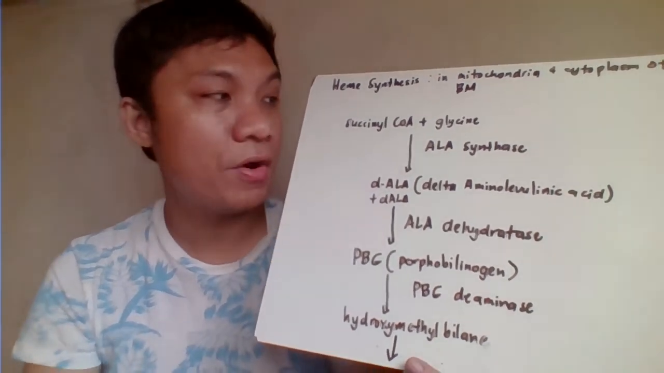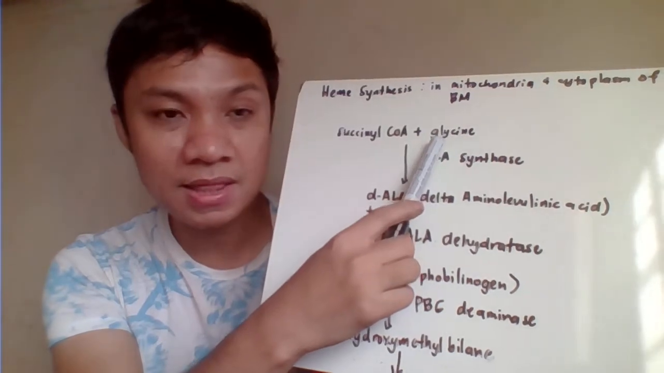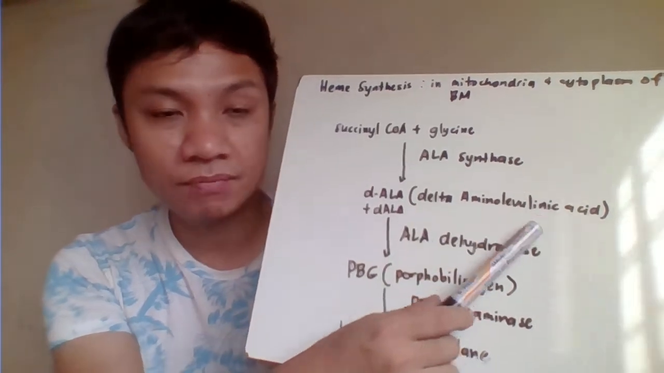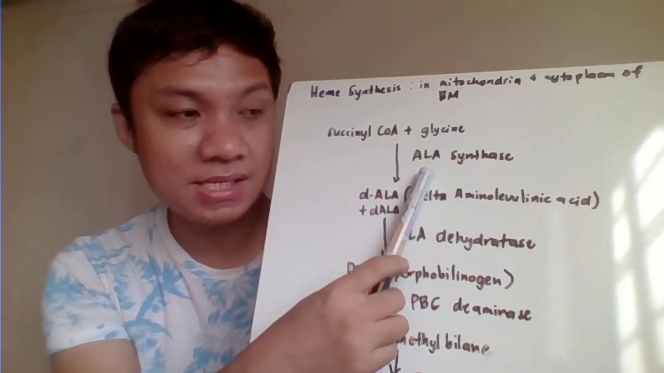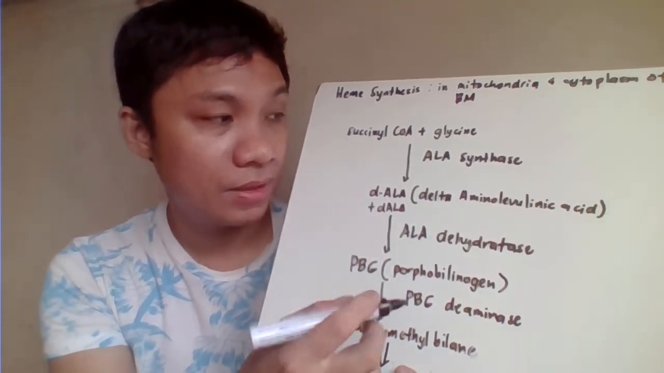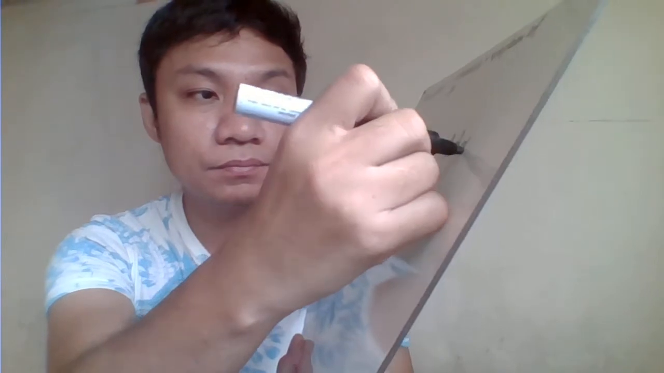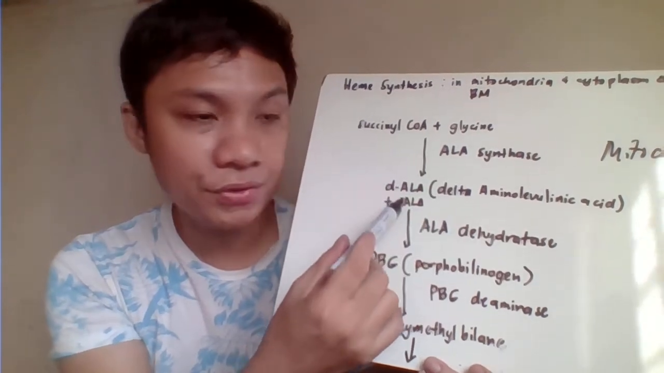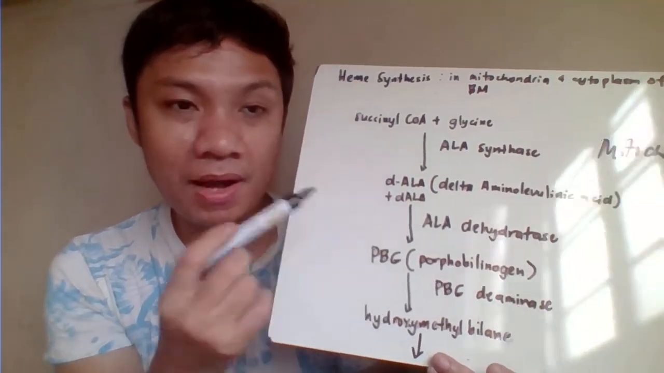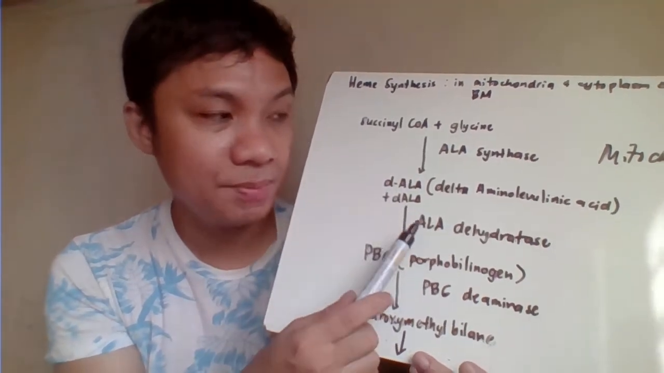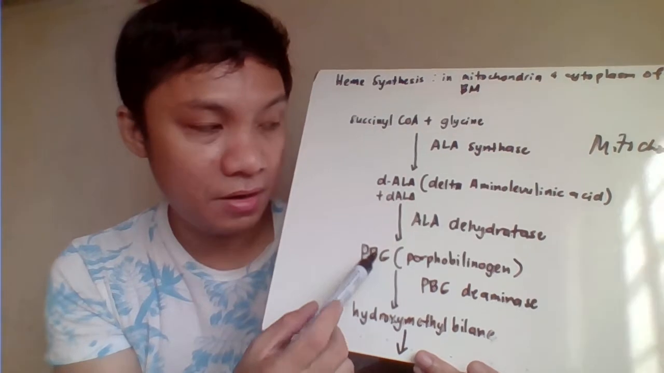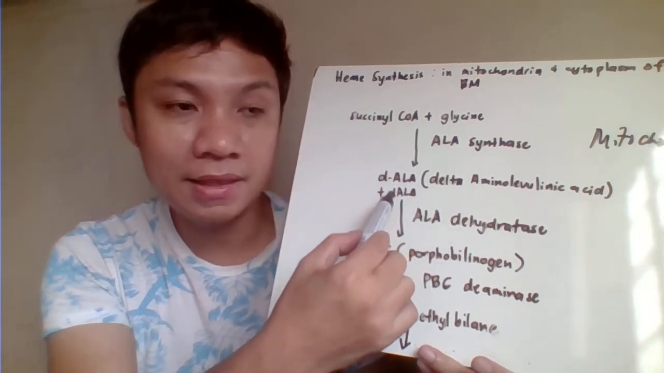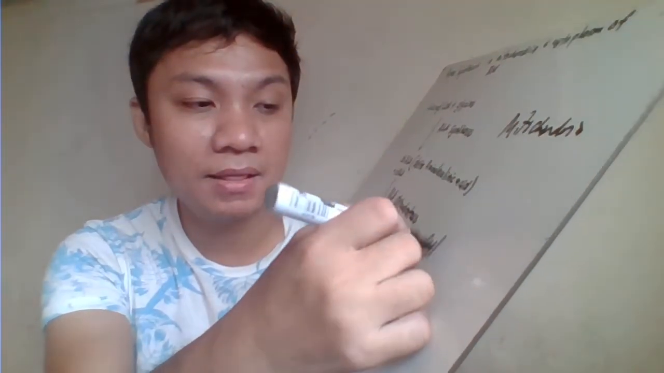Okay, you start here with your succinyl-CoA combining with your glycine to form here your DALA or your delta aminolevulinic acid. It's been catalyzed by the enzyme ALA synthase. Okay, ito ay nasa mitochondria. Then after you produce your DALA, two DALA combine, catalyzed by the enzyme ALA dehydratase. So pag ditong DALA na to, na-produce tayo from the mitochondria, pag nakaproduce ka ng DALA, papasok ito sa cytoplasm natin.